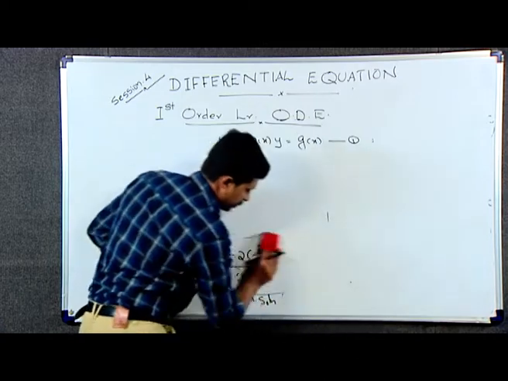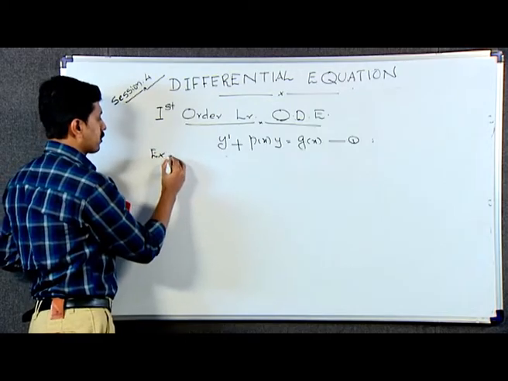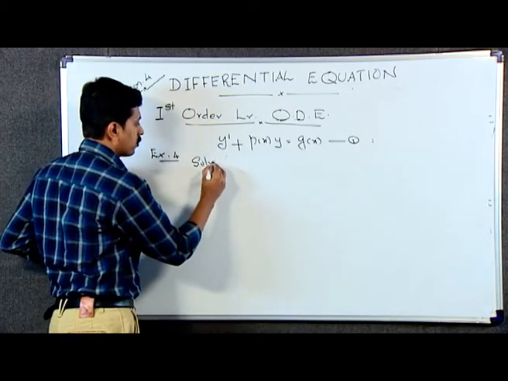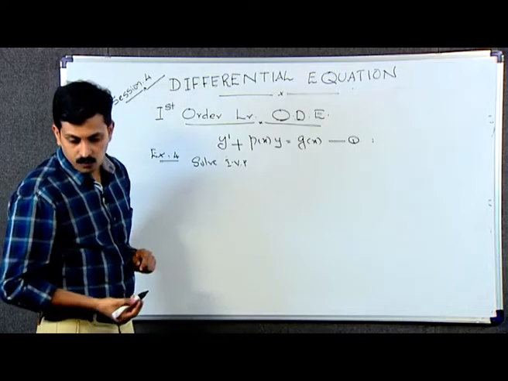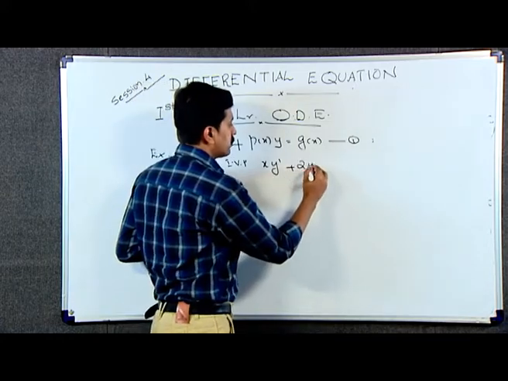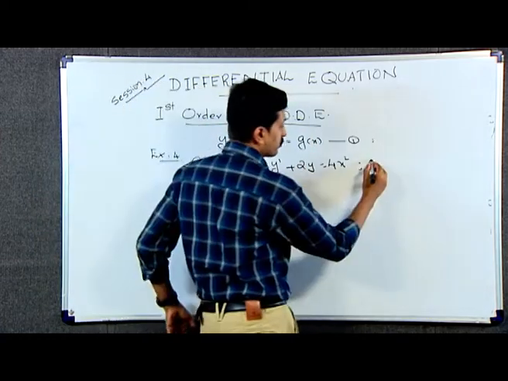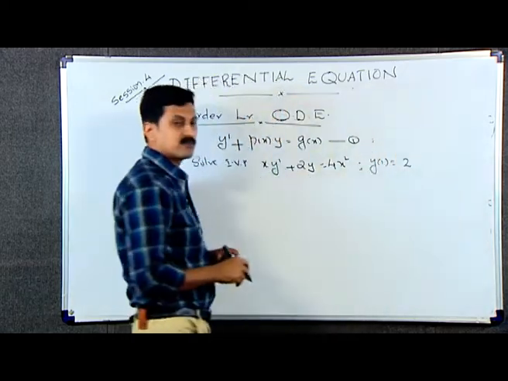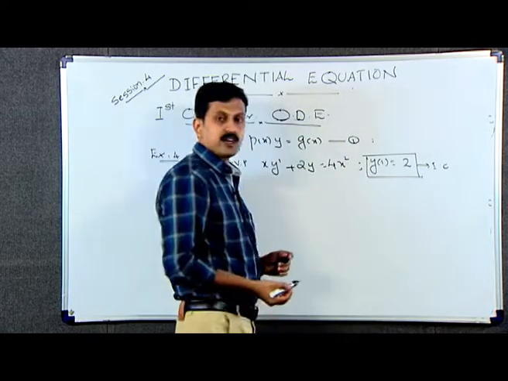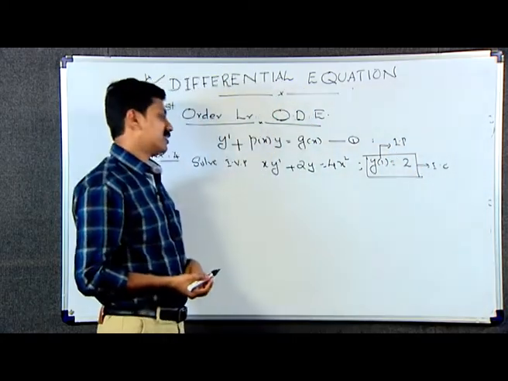Come to the fourth question. Example 4. Solve the initial value problem x y' + 2y = 4x² with the initial condition y(1) = 2. Here y(1) = 2 is the initial condition, 1 is the initial point, and 2 is the function value at that initial point.